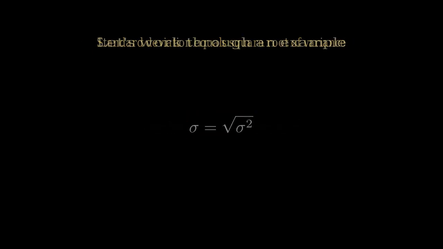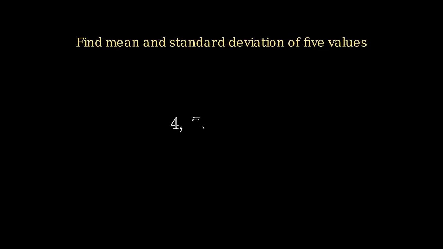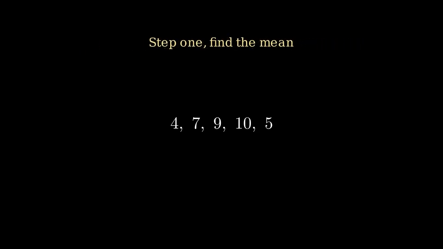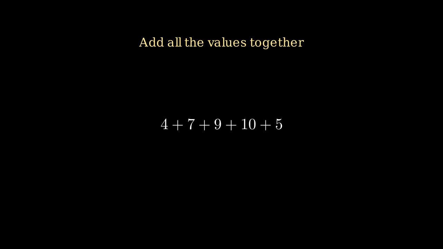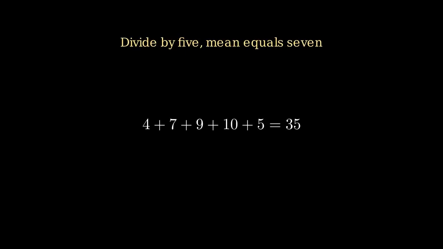Now let us work through an example together. Find the mean and the standard deviation of the 5 values 4, 7, 9, 10 and 5. Step 1. Find the mean. First add up all the values, 4 plus 7 plus 9 plus 10 plus 5, which gives 35. Then divide this sum by the number of values, which is 5, giving a mean of 7.